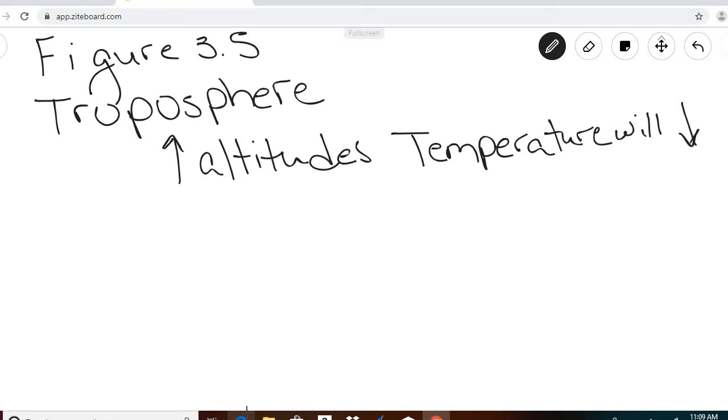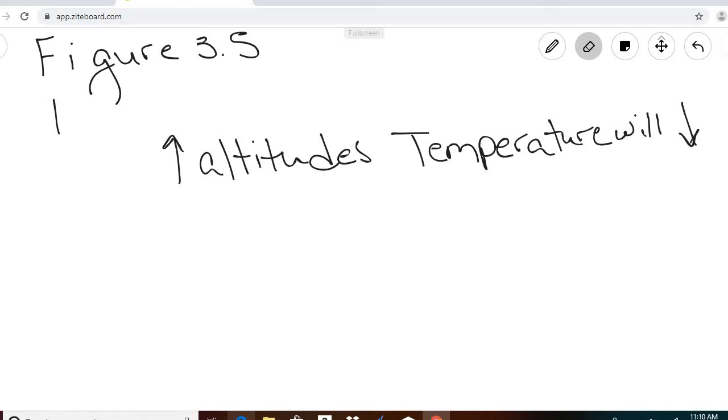So within the troposphere, as you reach higher altitudes, the temperature will decrease. So this is why if you go to places where there are mountains, you can sometimes still see snow on the mountains. When you're at the foot of the mountains, there's no snow, but you can see the snow at the top of the mountains. And that's because with increasing altitudes, there will be a decrease in temperature. Okay, so that's the troposphere.